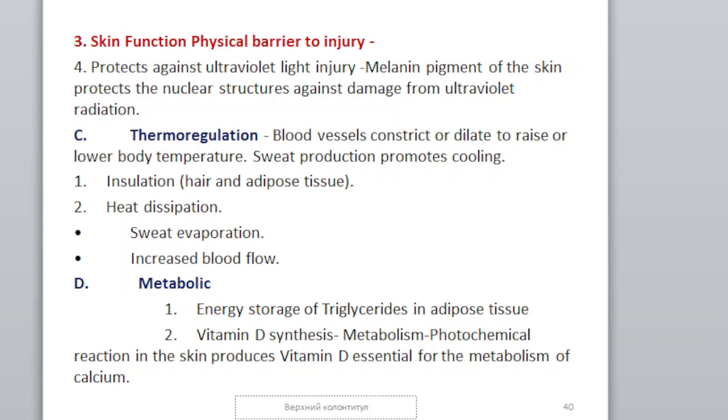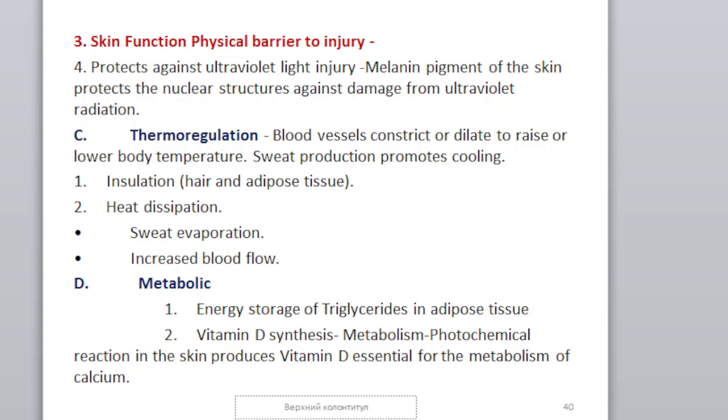1. Insulation: hair and adipose tissue. 2. Heat dissipation: sweat evaporation and increased blood flow. D. Metabolic. 1. Energy storage of triglycerides in adipose tissue. 2. Vitamin D synthesis: a photochemical reaction in the skin produces vitamin D, essential for the metabolism of calcium.